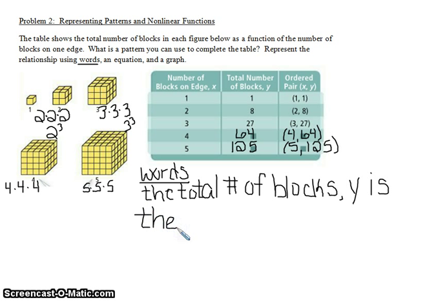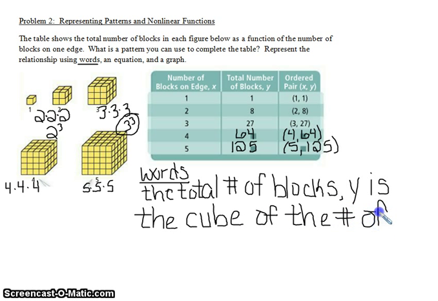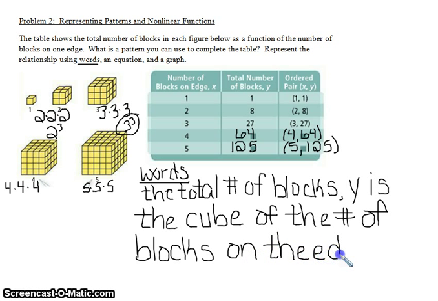What's another word for raising to the third power? Well, another word for that is to cube. The total number of blocks, y, is the cube of the number of blocks on the edge. So that's in words, exactly what we had.